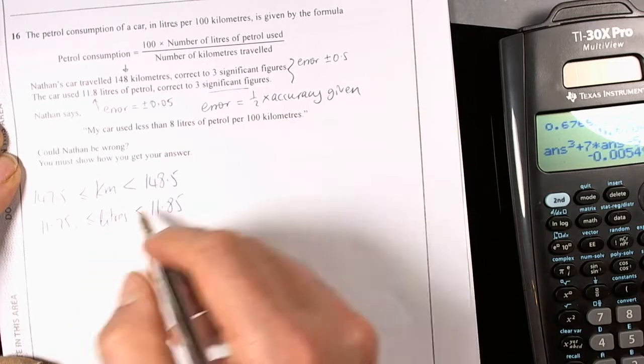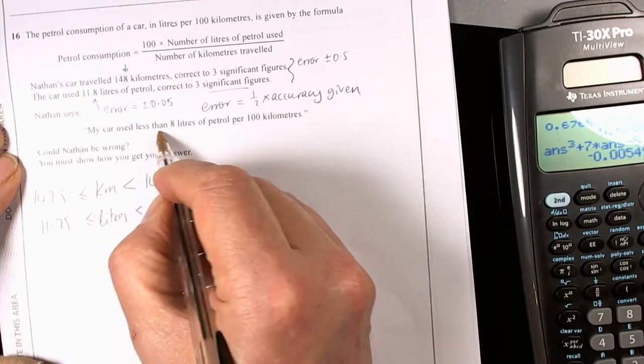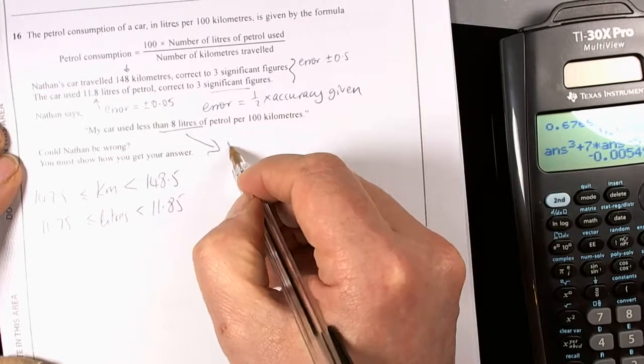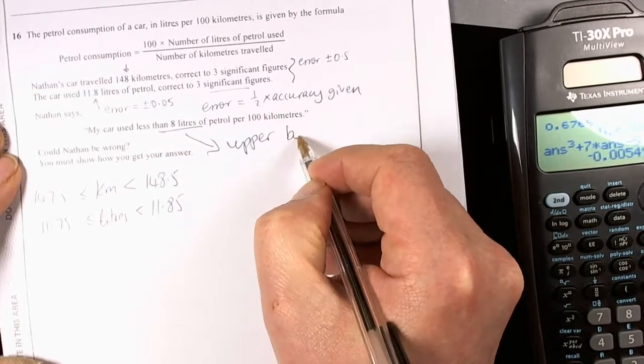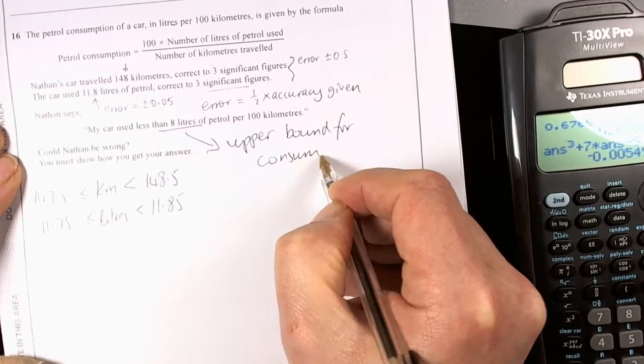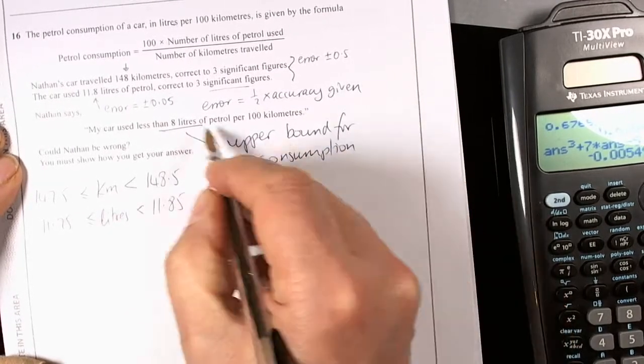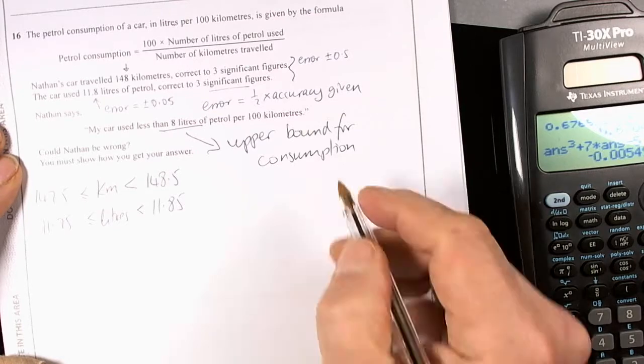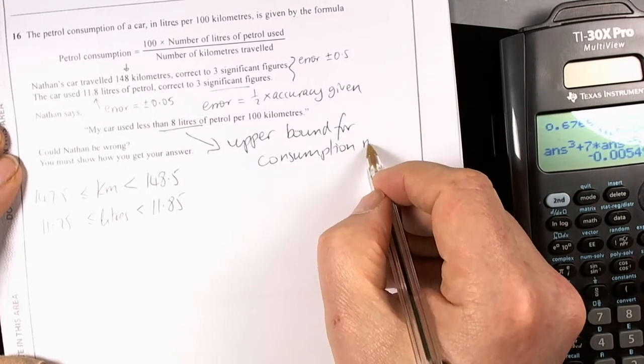Because it's saying my car used less than 8 litres, that's telling me that I need to calculate the upper bound for consumption. If I find that the answer is less than 8, then that's fine, I can agree with what Nathan's saying, and so on. So the upper bound for consumption is needed.